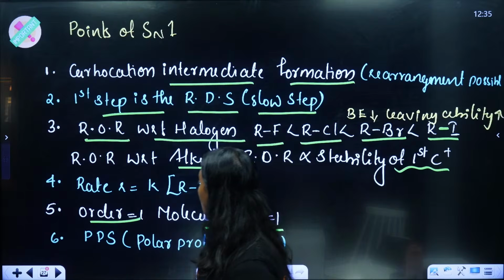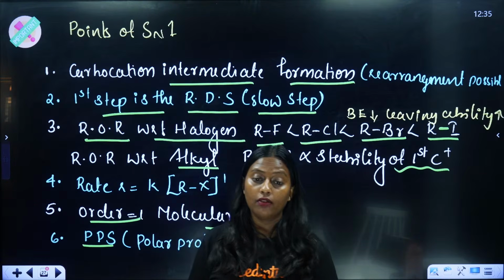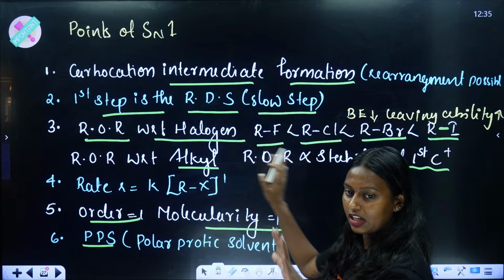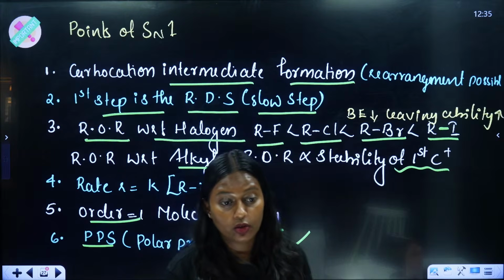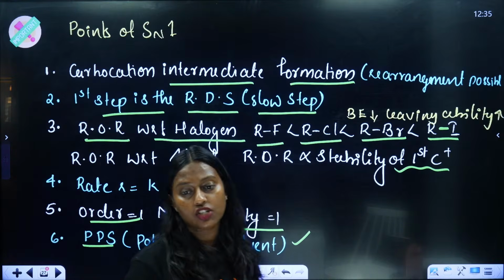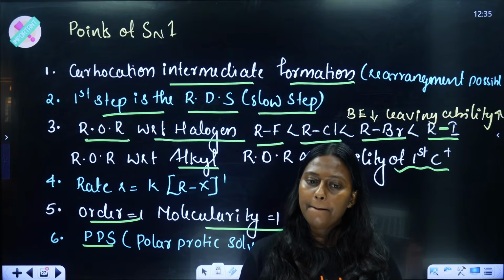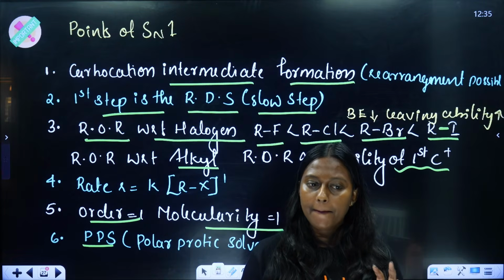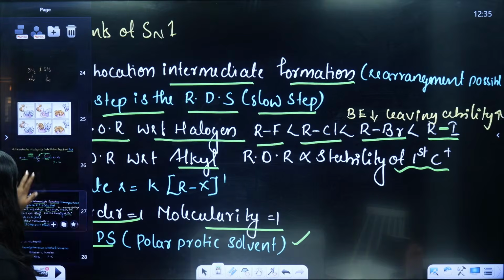So PPS, what is PPS? A polar protic solvent. So the SN1 reaction is favored in a polar protic solvent. Polar protic solvent favors the SN1 reaction. Clear? If it is clear, I will tell you some more points.